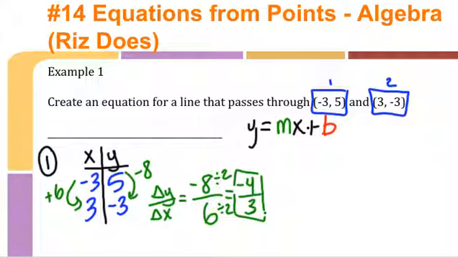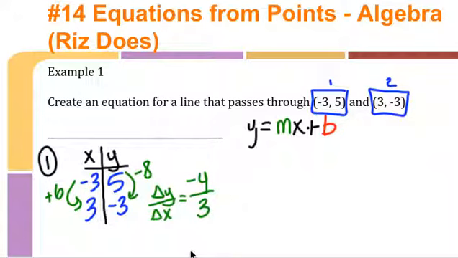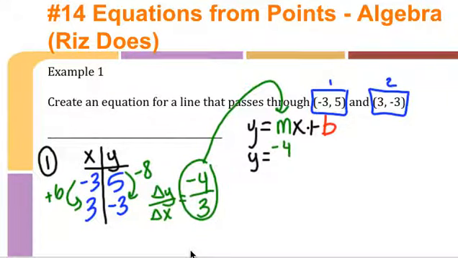Alright, so I'm going to go ahead and quickly erase this just so we have enough room. So this is -4/3. Okay, so now I can go ahead and substitute this in for m. So I'm going to write y equals, but instead of m, I'm going to write -4/3 x plus b. Okay, I'm halfway there because now I just need to figure out the b, the y-intercept.